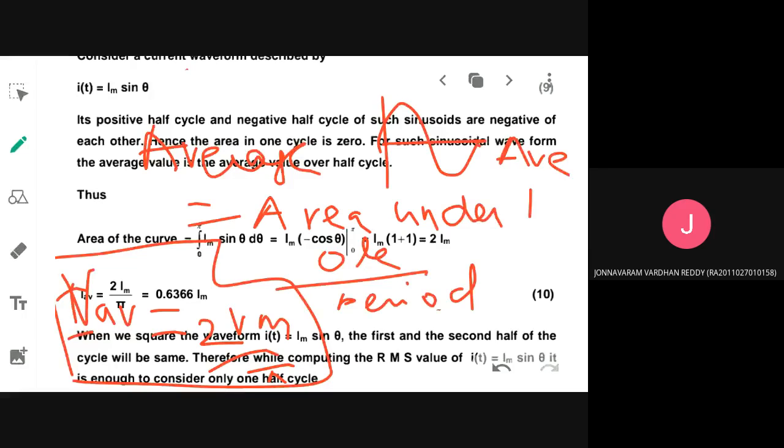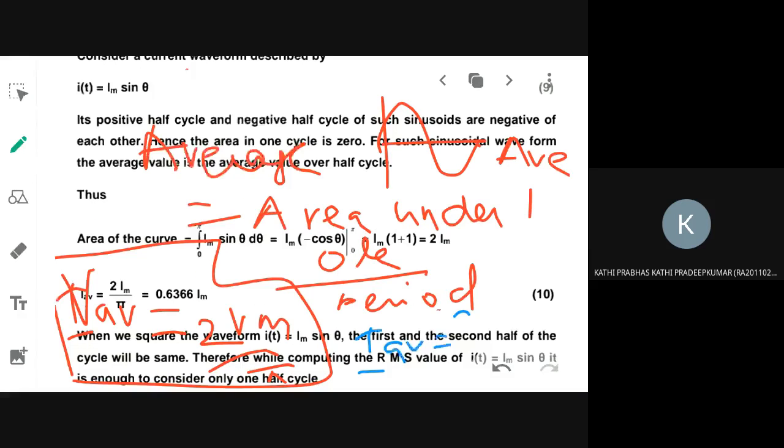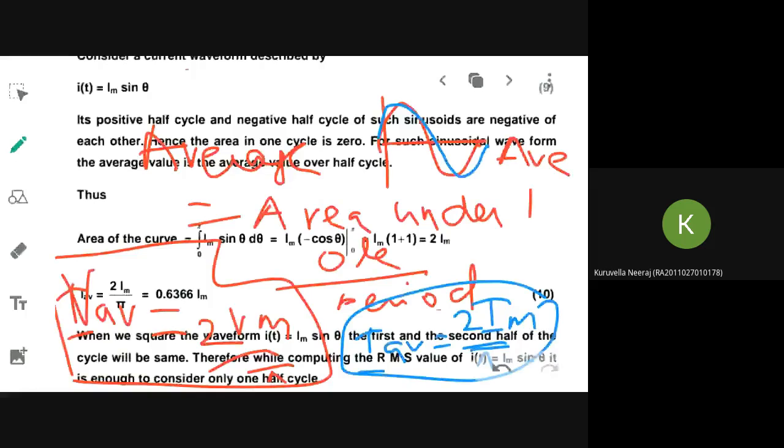If it is I average, what will be the formula? 2 Im by pi. If you are deriving I average, the formula will be 2 Im by pi. Only the notations will change, but the final formula will always be the same if you have this nature of waveform. Understood the derivation for average value? Yes, ma'am.